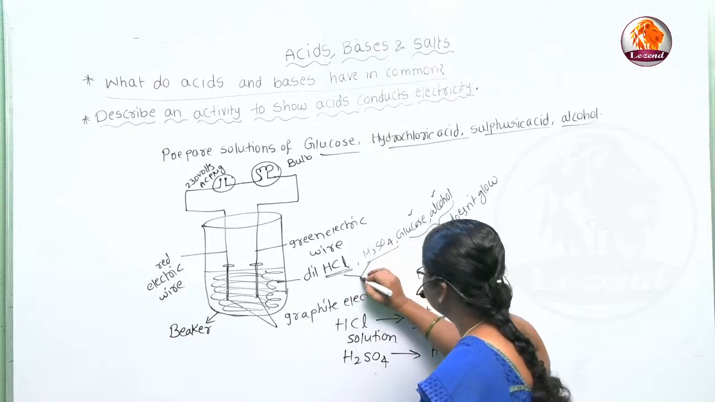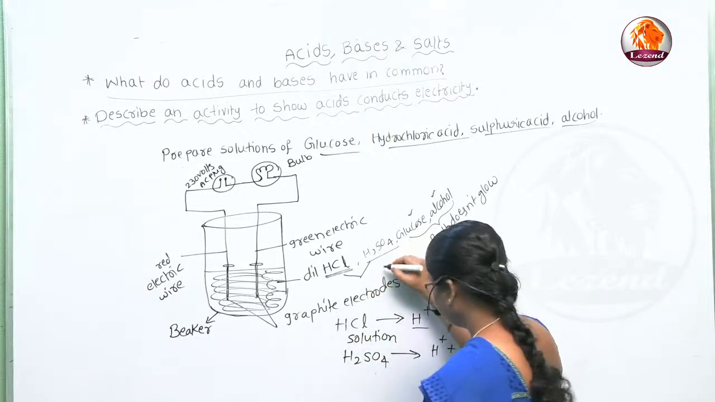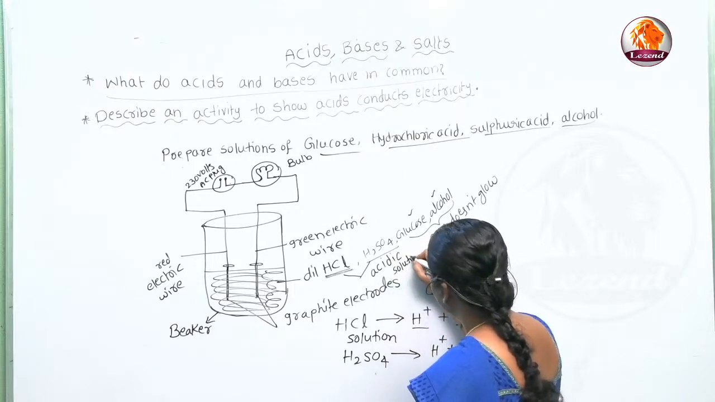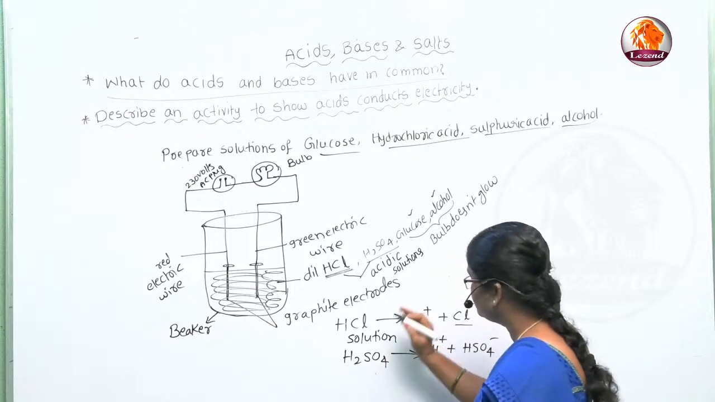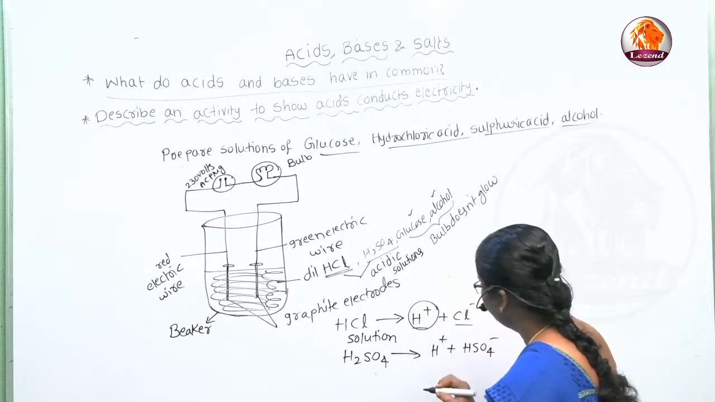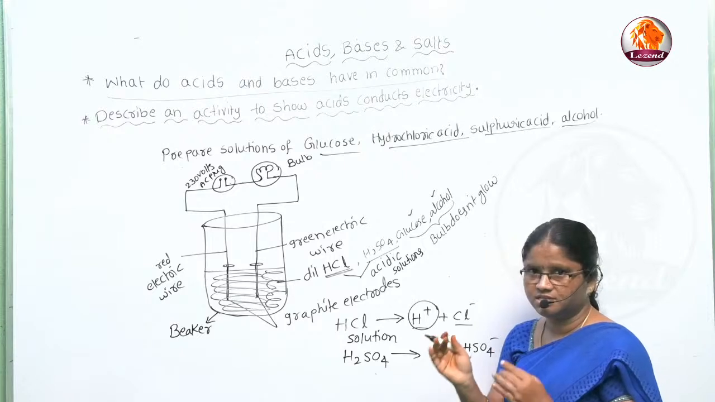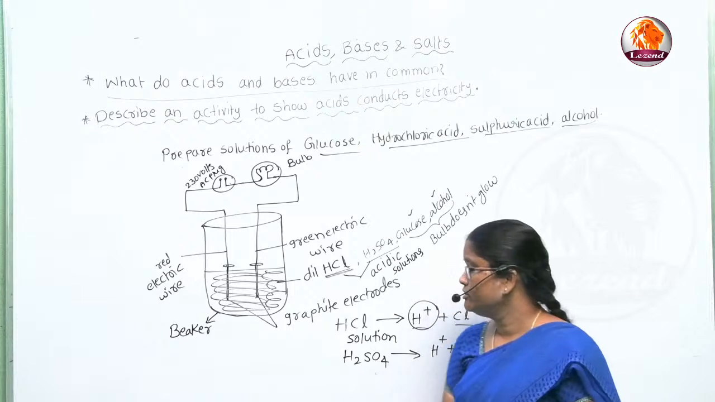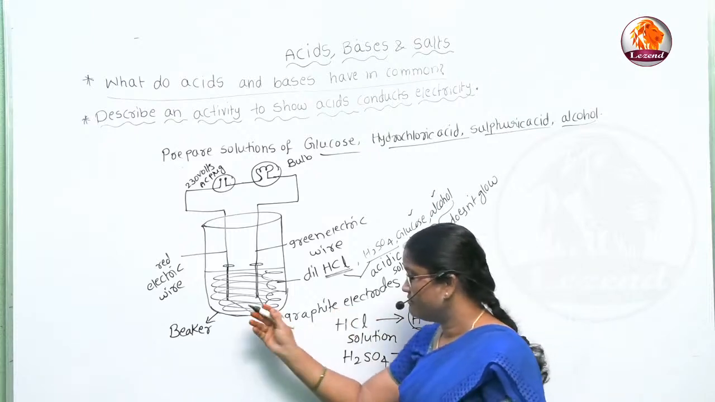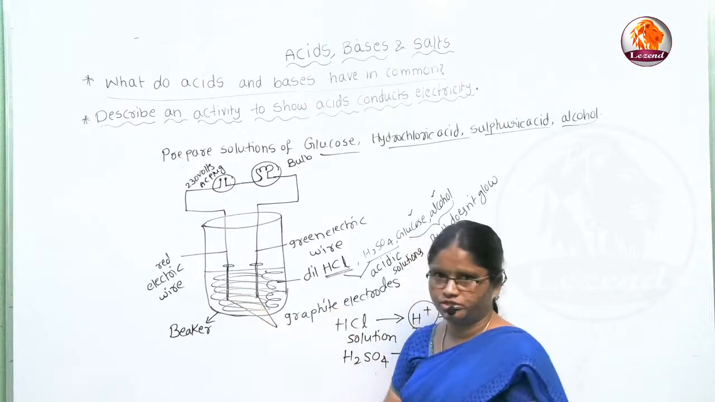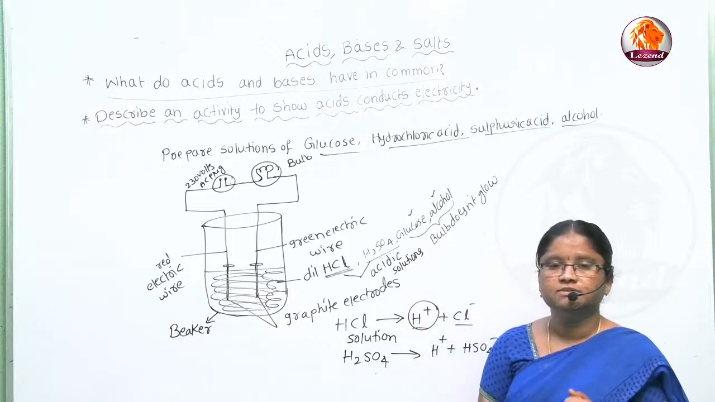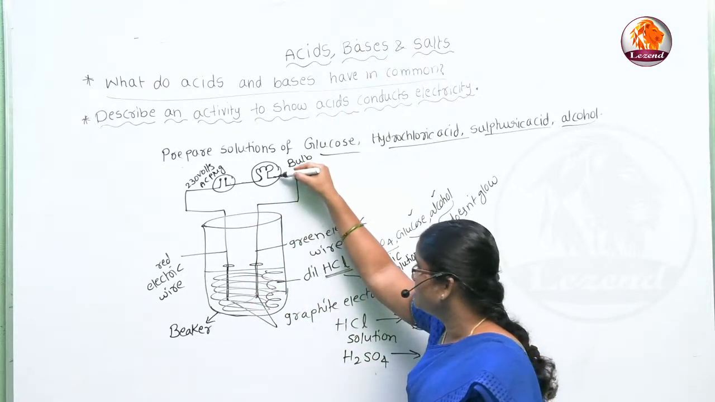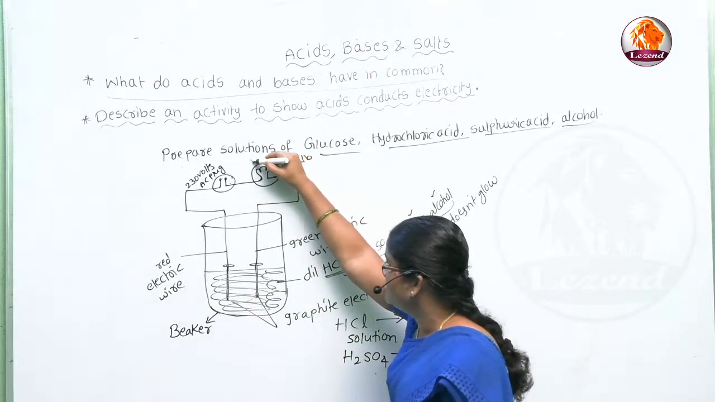The movement of ions is in these two solutions, these two are acidic solutions, hydrochloric acid and sulfuric acid, both are acidic solutions. In acid solutions, they contain what type of ions here? H plus ions. This movement of H plus ions is responsible for the flow of electric current within the solution, from one electrode to another electrode to complete the circuit, and the current flows towards the bulb and the bulb glows.